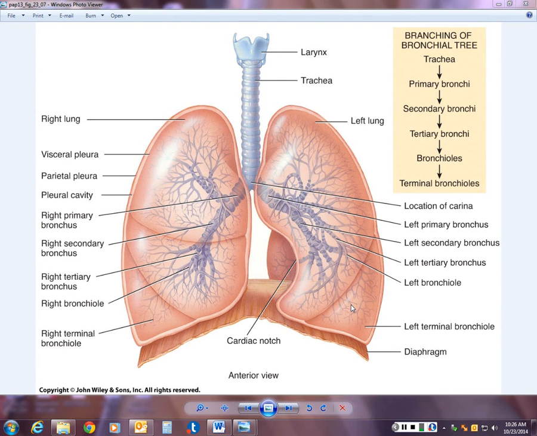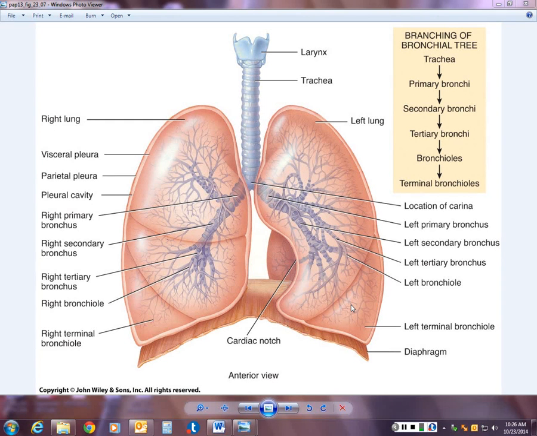Next you have tertiary bronchi. Tertiary bronchi carry air towards smaller divisions within each lobe called lobules. That's L-O-B-U-L-E-S. Each lung lobule is supported by a tertiary bronchus. The tertiary bronchi then lead to bronchioles. Very important that you pay attention to the difference between a bronchi and a bronchiole.